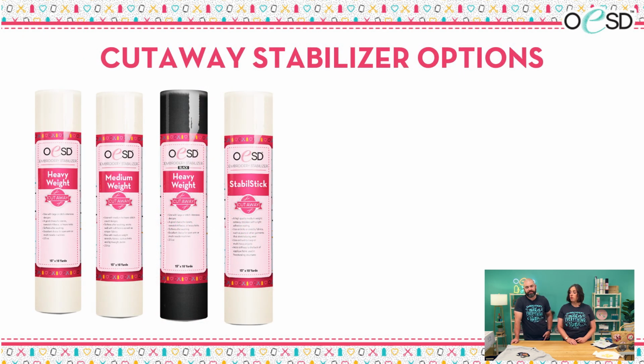So there's a variety of options in Cutaway stabilizers. For example, heavyweight, medium weight, heavyweight in black, and stable stick Cutaway. To specify, we have 2 stable sticks. That's true. We'll talk about that in a bit, but stable stick is a sticky stabilizer, so we'll talk about that. Great stuff. It is great stuff.